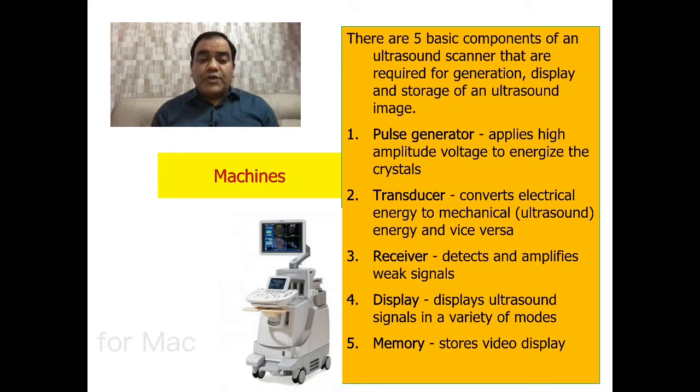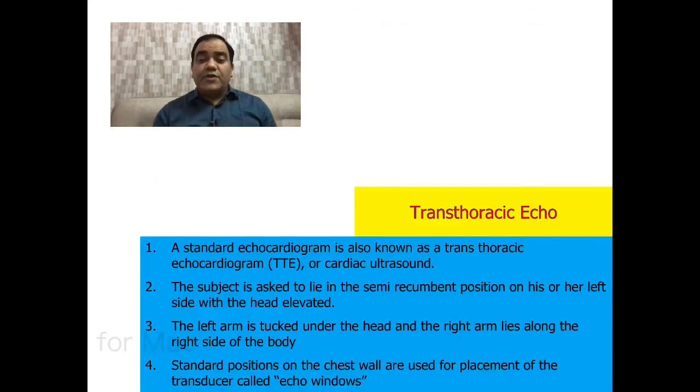Now come on to the echocardiographic machines. There are 5 basic components of an ultrasound scanner that are required for generation, display and storage of an ultrasound image. The first one is the pulse generator. It applies high amplitude voltage to energize the crystals. The second is the transducer. It converts electrical energy to mechanical ultrasound energy and vice versa. And the receiver, which detects and amplifies the beat signal. The display, which displays the ultrasound signals in a variety of modes. And the memory of the machine, which stores the video displays.